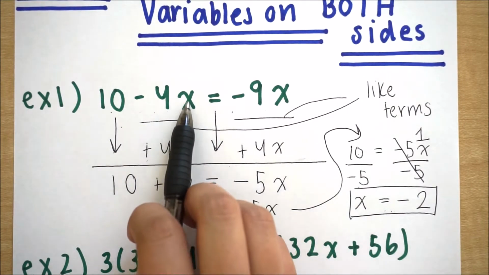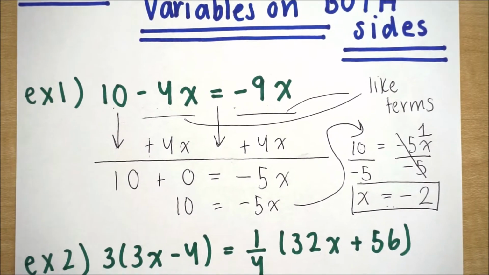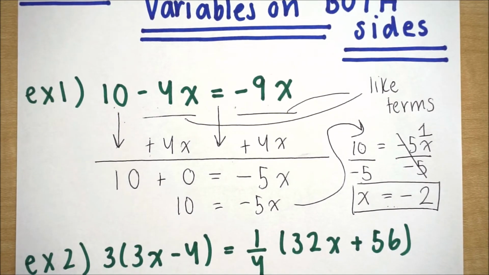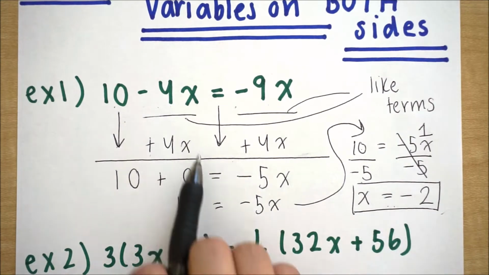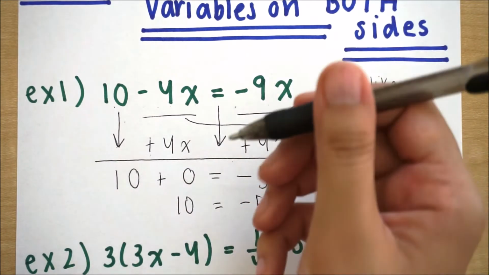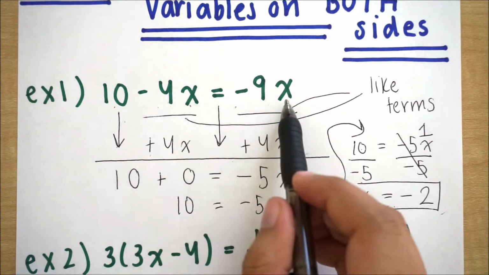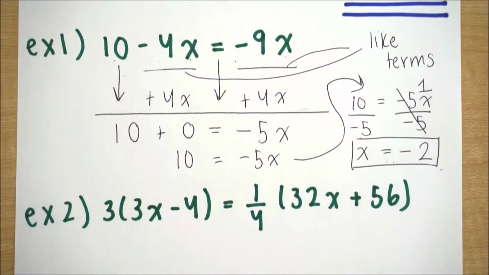All right, what you can always do is check your answer by plugging that x value, that variable value that you get, back into the original equation. You can go ahead and do that just to check if you got the right answer. And you want to do it on both sides. Wherever you see x, that's where you would plug in that value.